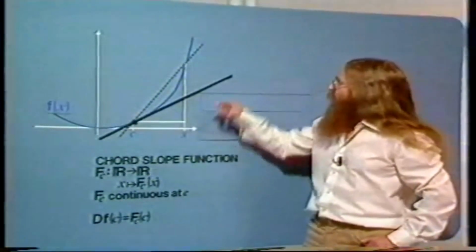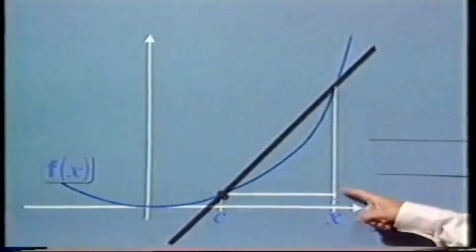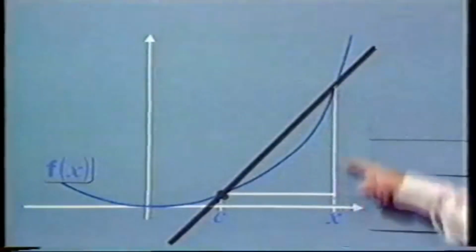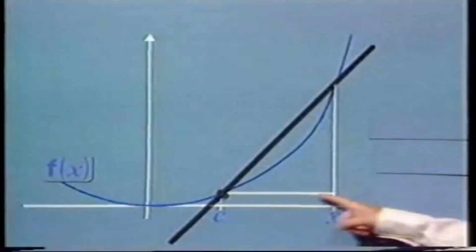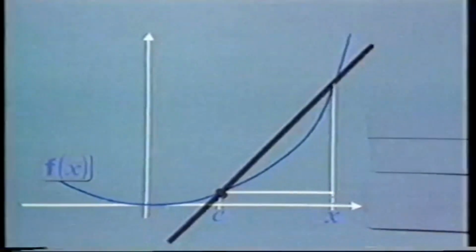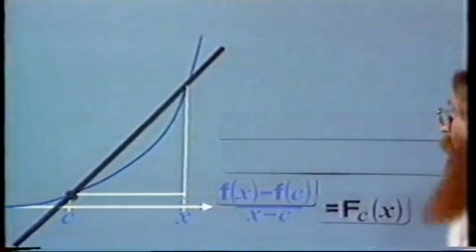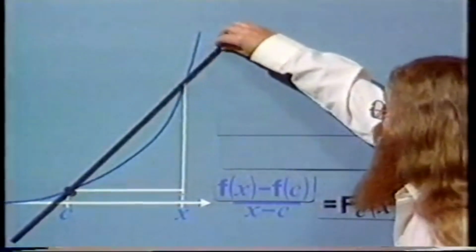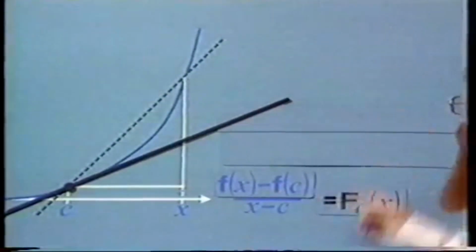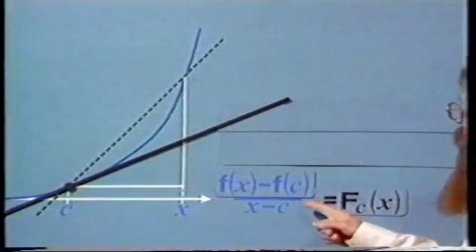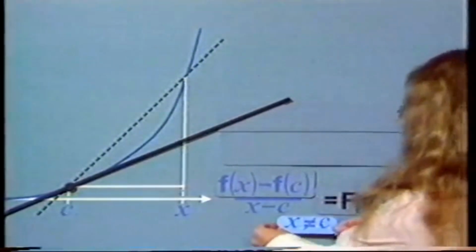For our particular value x, we want the slope of this chord. That's this height divided by this length. That's f of x minus f of c divided by this length, which is x minus c. So we obtain this formula. The only problem with this formula is when x equals c, in fact the point we're most interested in. You see, this side isn't defined when x equals c because we can't divide by 0. So we have to have this restriction.